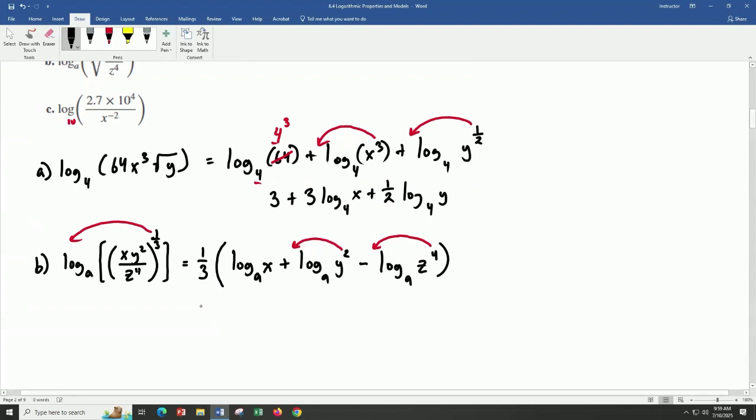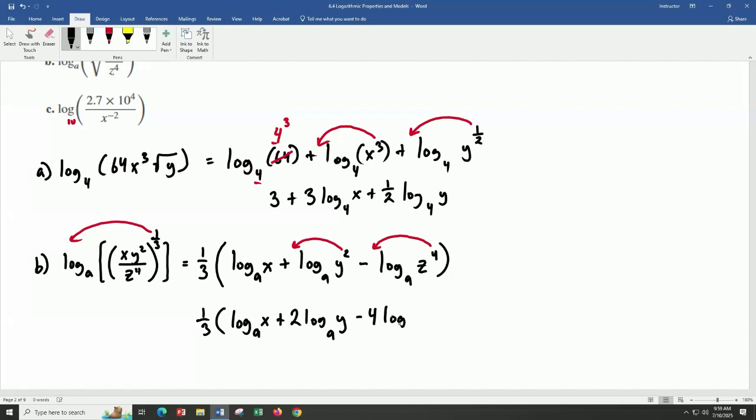And notice that we have 1/3. I have log base A x. Well, that 2 came out front, so I've got a +2 log base A y. This 4 comes out front, so I've got -4 log A z. And there would be my final answer for that one there. Works out very nicely. And like I said, I will leave C up to you to work.